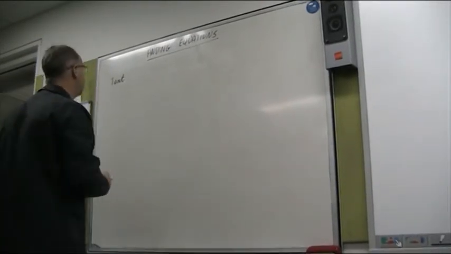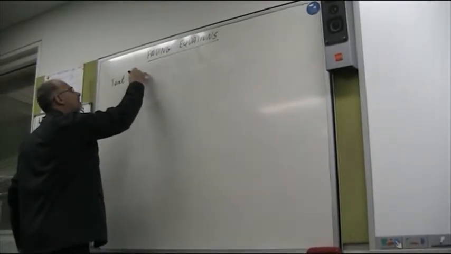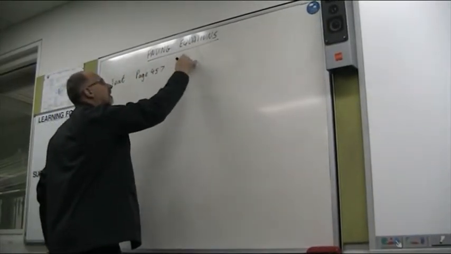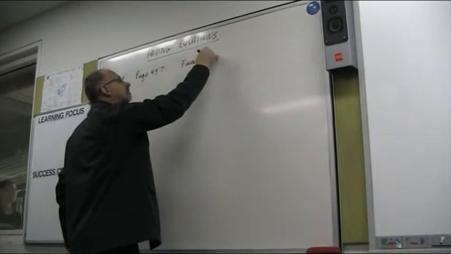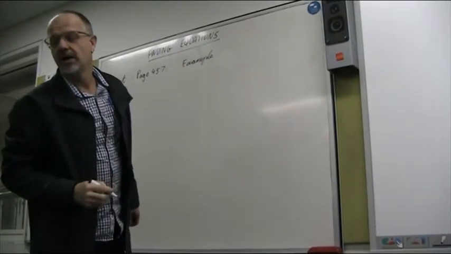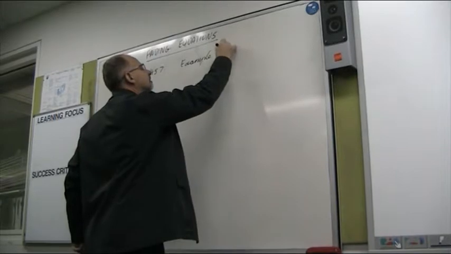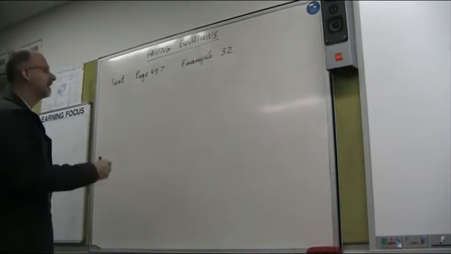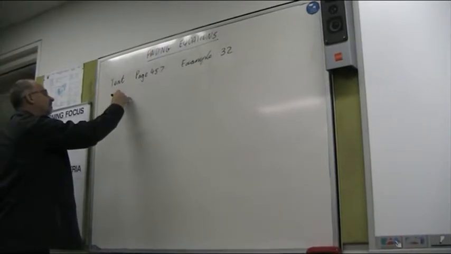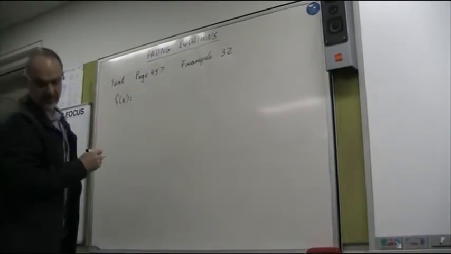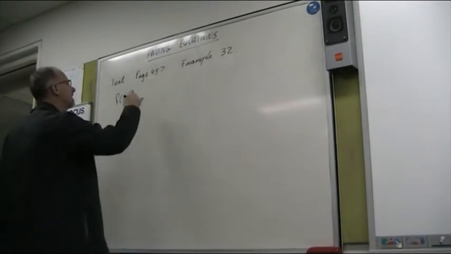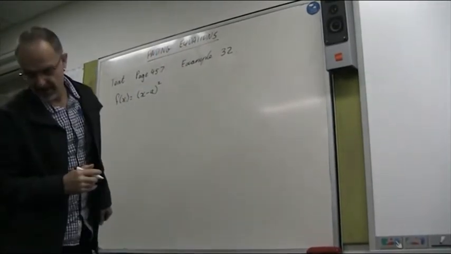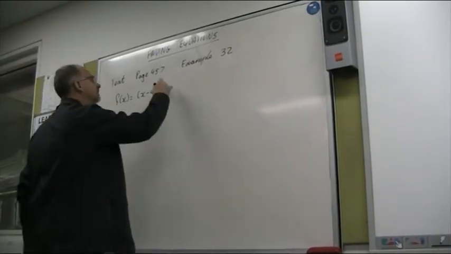Page 457, and 56, example 32. So consider the functions of the form f(x) equals x minus a squared, and x minus b.